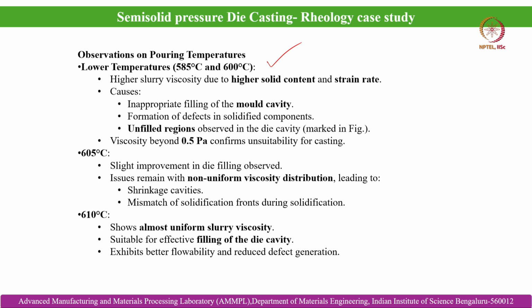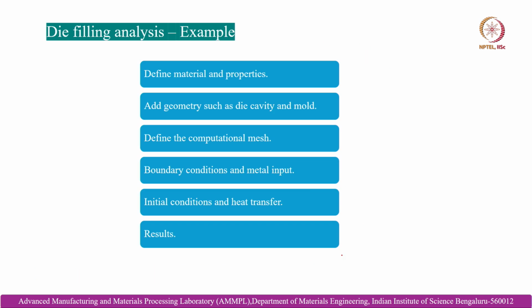Okay. So that means 610 degrees centigrade shows almost uniform slurry viscosity suitable for effective filling of the die cavity and exhibits better flowability and reduced defect generation. Okay. So now, since we have discussed two case studies, one on gravity assisted low superheat casting, where we have optimized the cavity and the process conditions to develop ASTM standard tensile specimens, and also in case of Rheo pressure die casting, where we have discussed the die filling studies while developing a 3-legged knuckle housing.